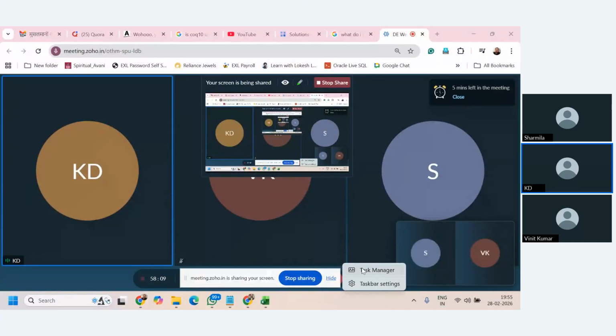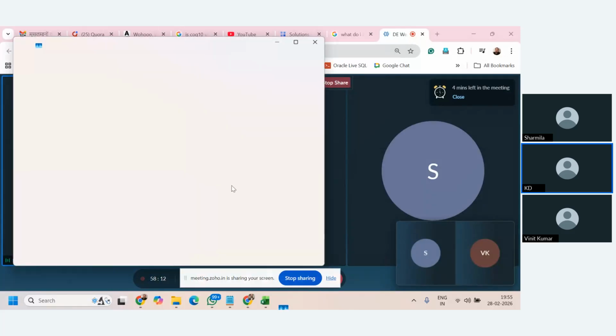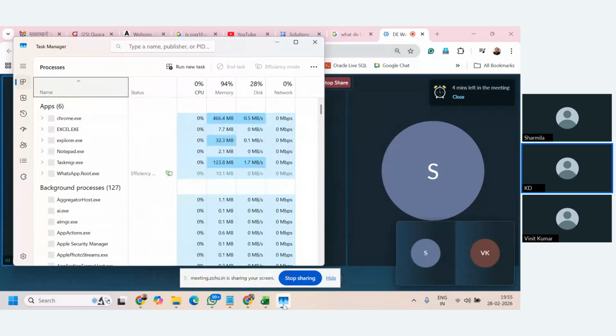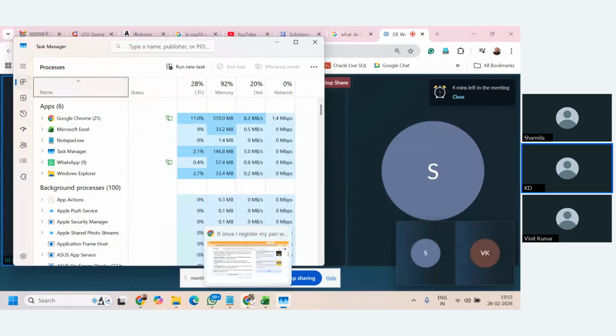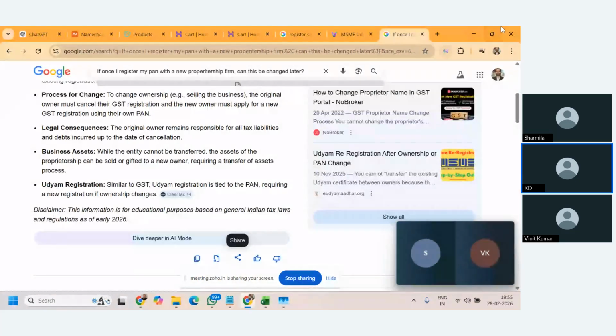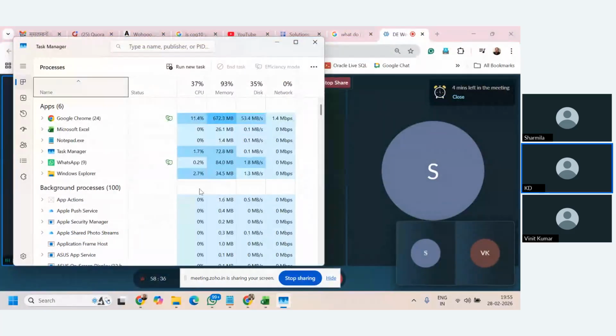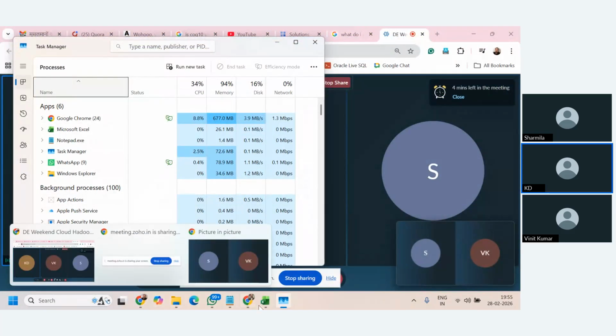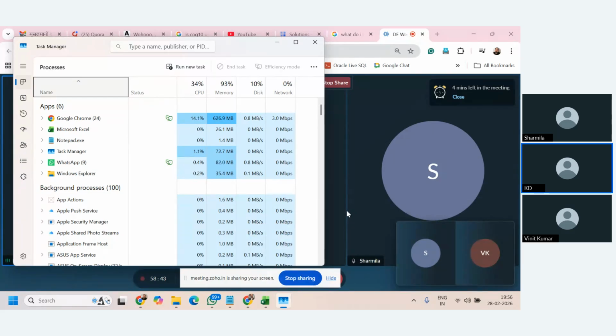So let's suppose I'm opening this task manager. In this task manager, you can see I am using just this Excel. A few other programs are there, like WhatsApp, Notepad, and Google Chrome. These are running, and whenever I require, I go to that program and execute it myself. So all of these are tasks running by my intervention: Google Chrome, Microsoft Excel, Notepad, Task Manager, WhatsApp, Windows Explorer.